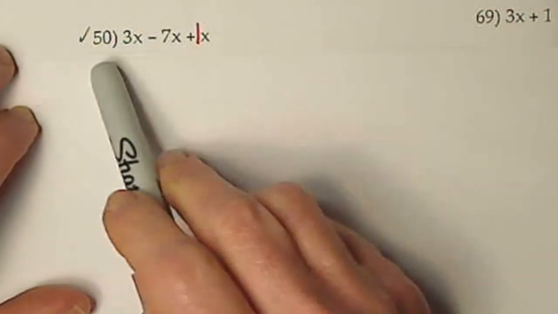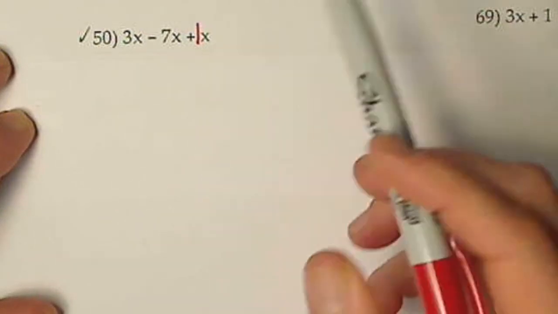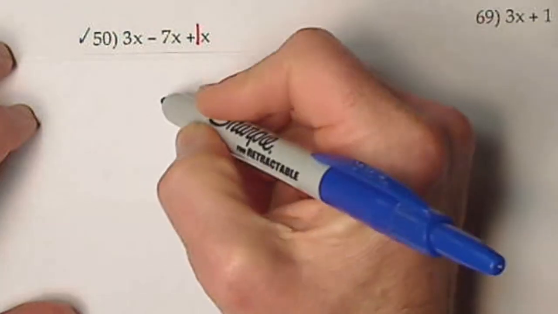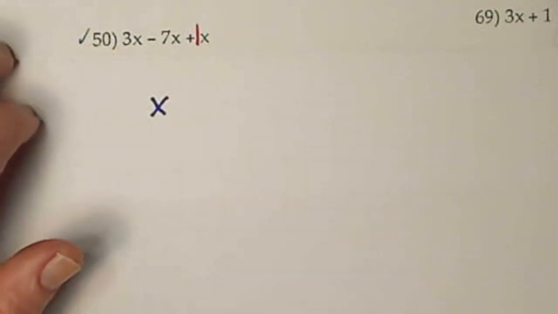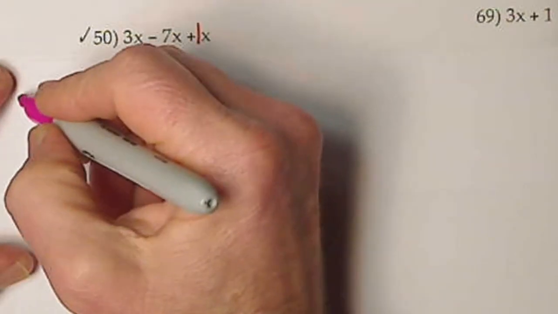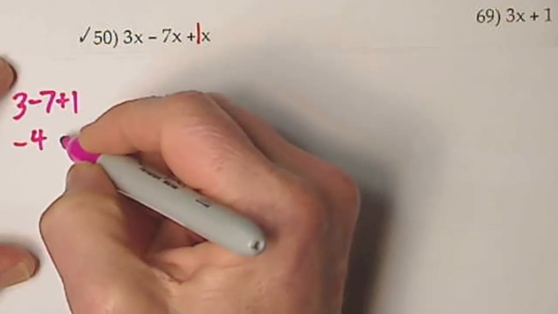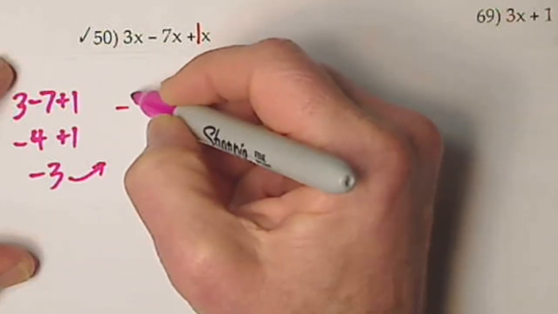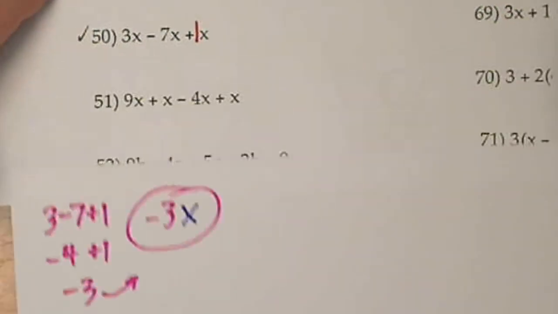So I can combine all three of these terms. I have a positive 3, a negative 7, a positive 1 to worry about. So I'm going to have x, and now I just need to figure out the coefficient for the x. So this would be negative 4, and that would be negative 3. So that's what we have, negative 3x.